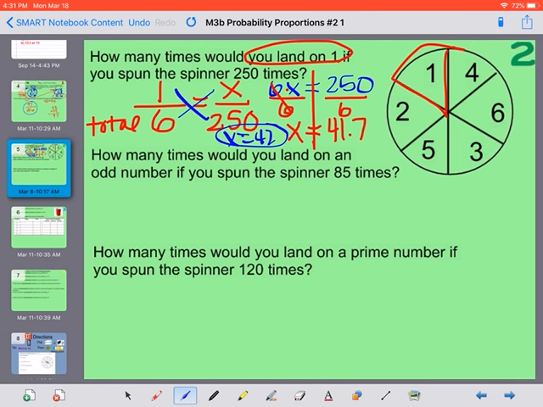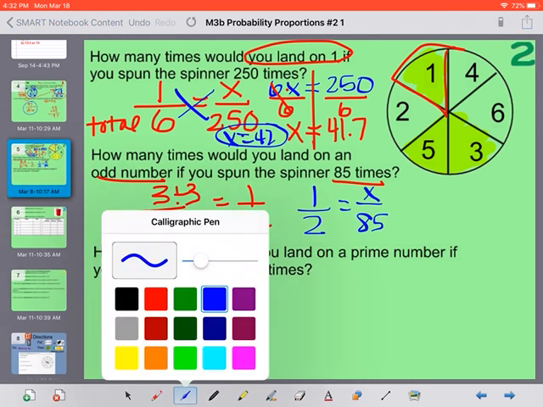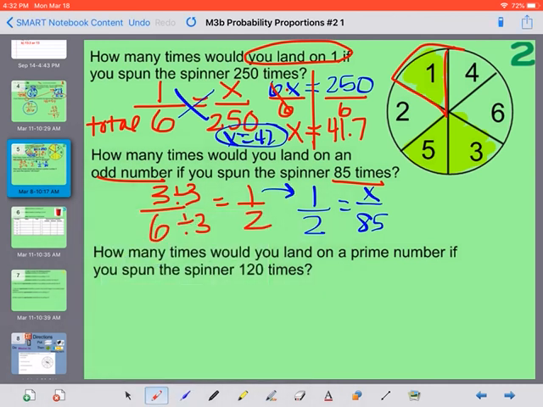Second question, how many times would you land on an odd number if you spun the spinner 85 times? So how many odd numbers are on here? Well, 1, 3, and 5 are odd numbers. So that's 3 out of 6. And we could simplify that to 1/2. So we're going to use 1/2 for our proportion. So half of the time we get an odd number. Well, out of 85 total times, I just use this to write the proportion over here.